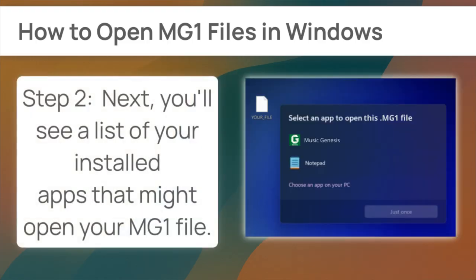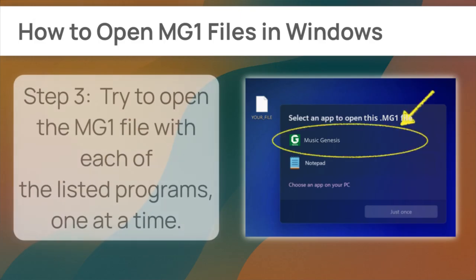Right-click your MG1 file and choose Open With. Test with MusiGenesis first. If it's missing, select another program. It's often a simple software fix.